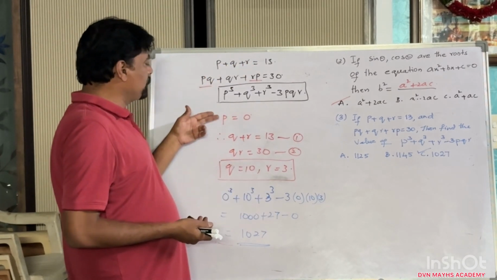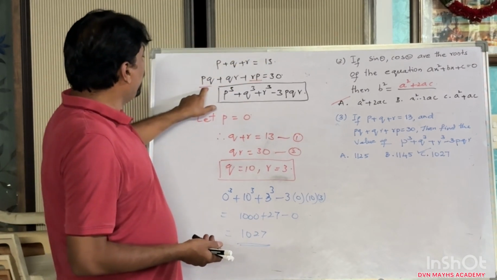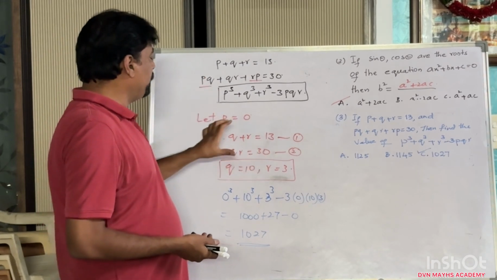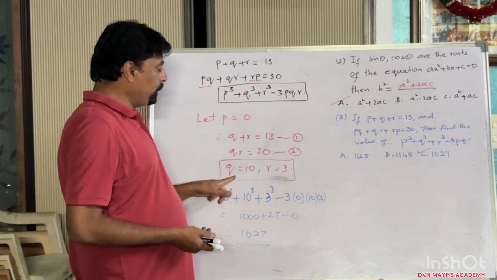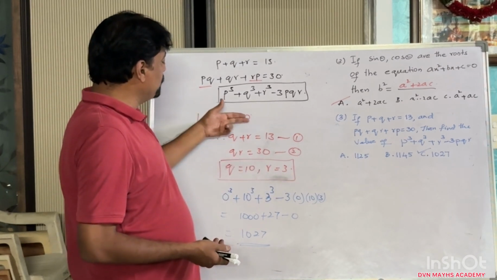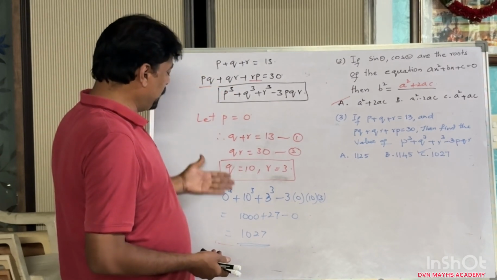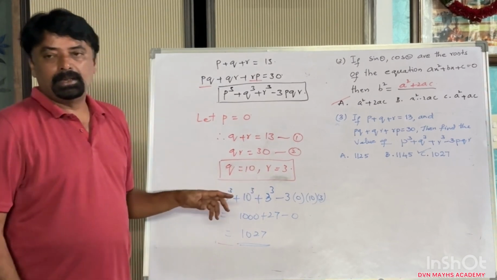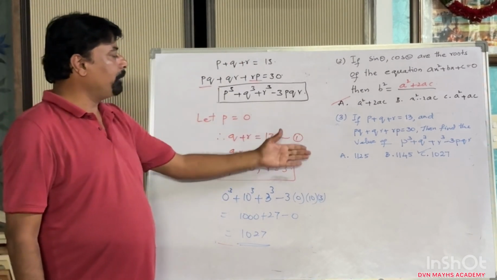But I assume that p is equal to 0, therefore q plus r is equal to 13, and qr is equal to 30. By these two pieces of information, we can find the values of q and r. So the q value is 10 and the r value is 3, and the p value is already 0. If you substitute these three values in the given expression, you get 1000 plus 27, that is 1027. So like this we can solve these types of questions.